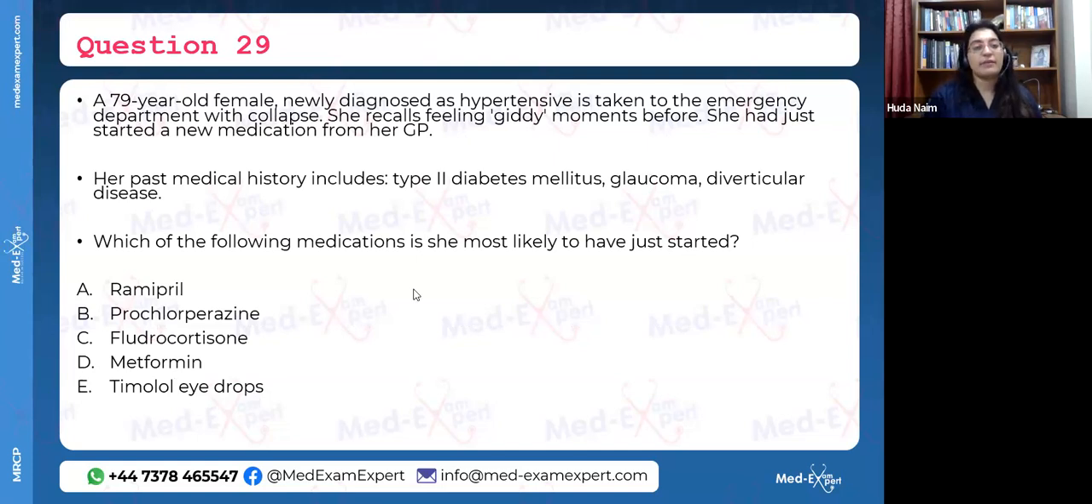Okay, so a patient, a 79-year-old female who was just diagnosed as being hypertensive, is taken to the emergency. She recalls feeling giddy moments before, and she's just started a new medication. So, which medication did she start which led to this collapse?